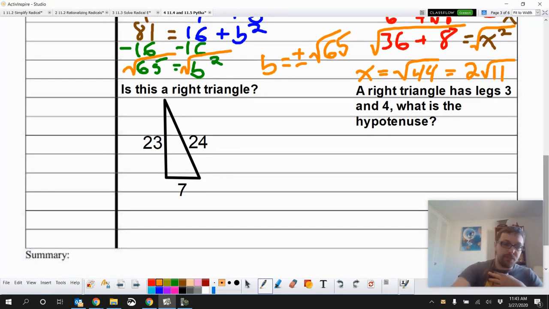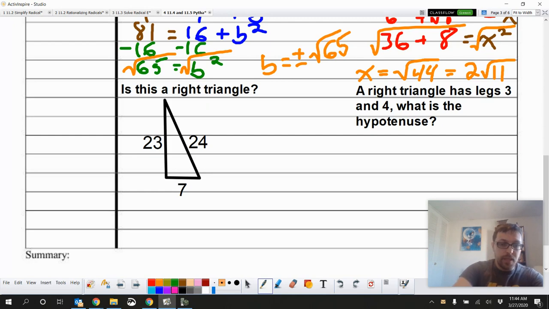All right. Now, this next one. I want to know if this thing is a right triangle. Yes or no. A way we can test is we can see if this works in the Pythagorean theorem. If it works in the Pythagorean theorem, then it's a right triangle. If it doesn't work in the Pythagorean theorem, then it's not a right triangle.